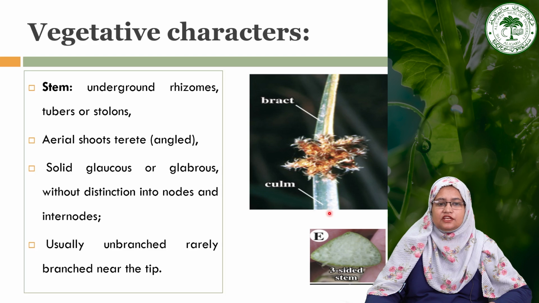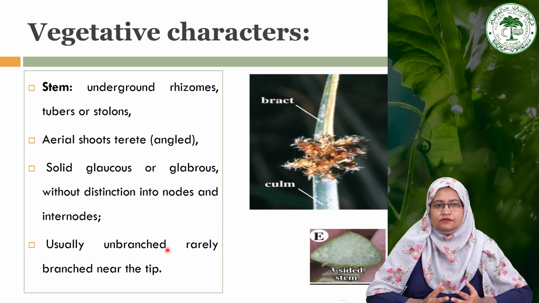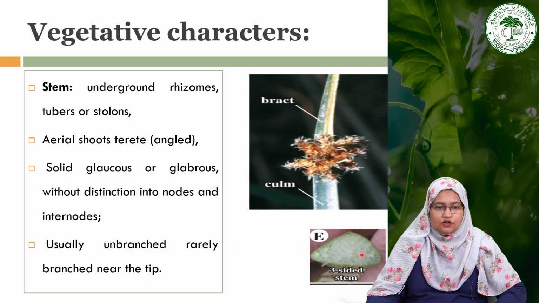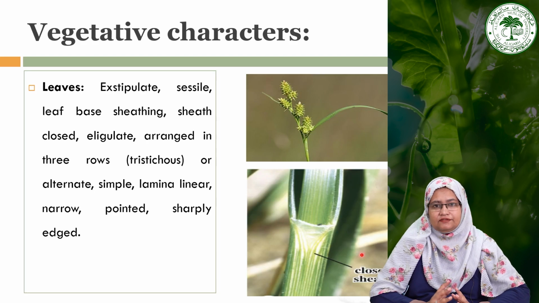As you can see, this is the stem, which is also called the culm, and generally it is unbranched but sometimes branched near the tip. One of the characteristics is the angled, three-sided stem, which we can see here. Now moving towards the next vegetative character, the leaves.